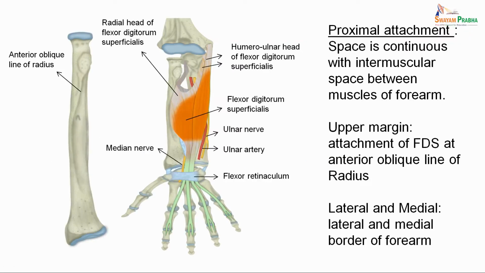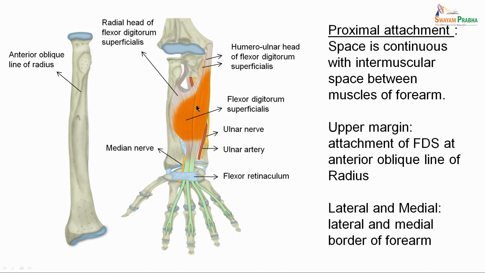Another picture shows us the proximal attachment of the space of Parona. The space of Parona proximally is continuous with the intermuscular space between the muscles of the forearm. The upper margin or the upper extent of the space of Parona is up to the attachment of the flexor digitorum superficialis at the anterior oblique line of the radius. What is seen here on the dry bone radius is the anterior oblique line, which is the proximal extent of the space of Parona.